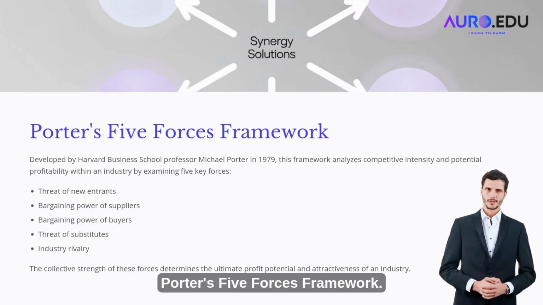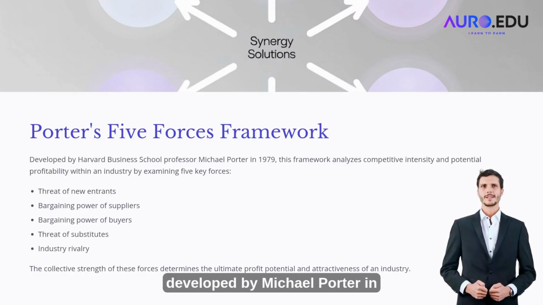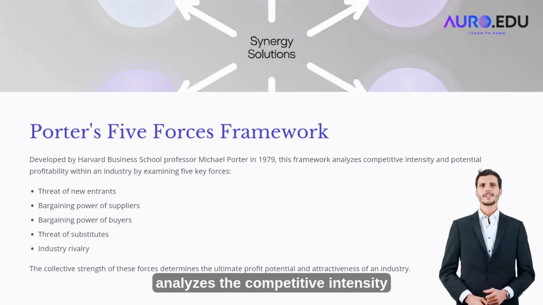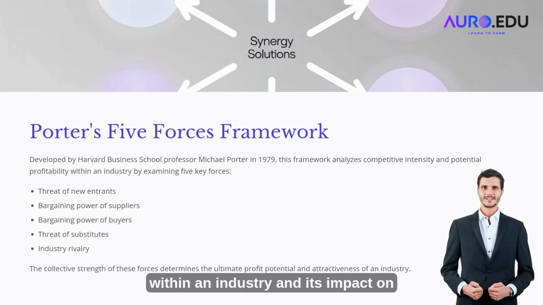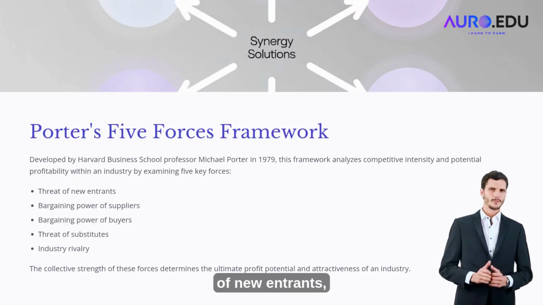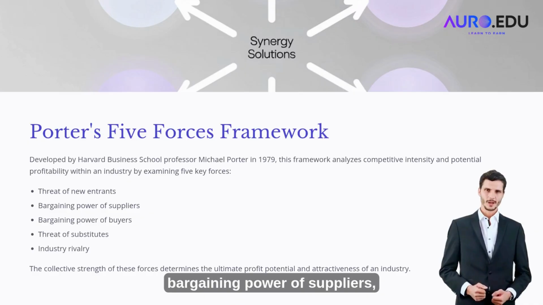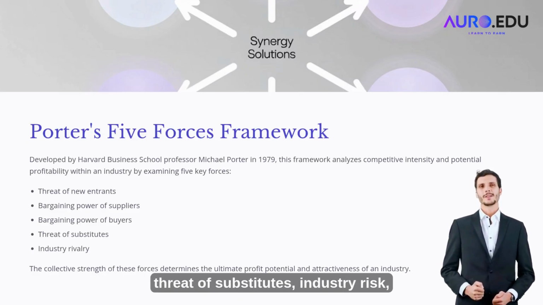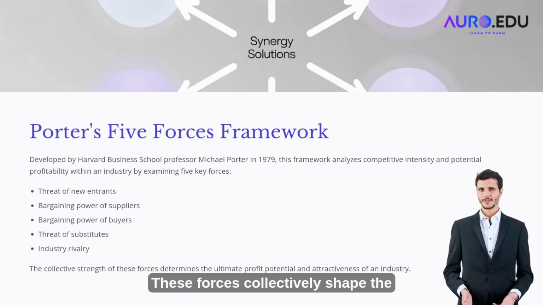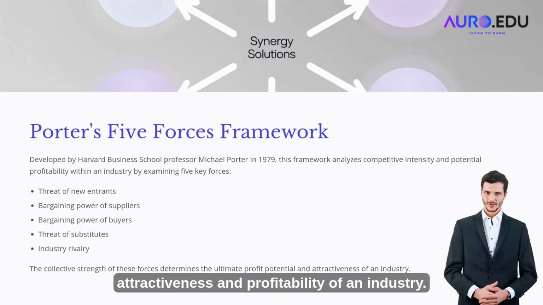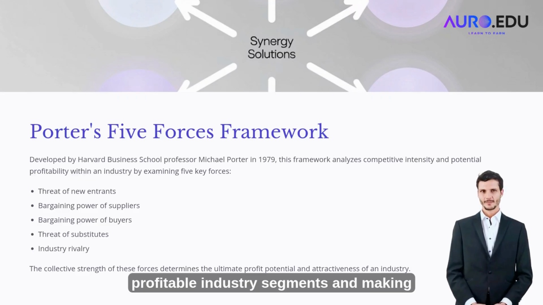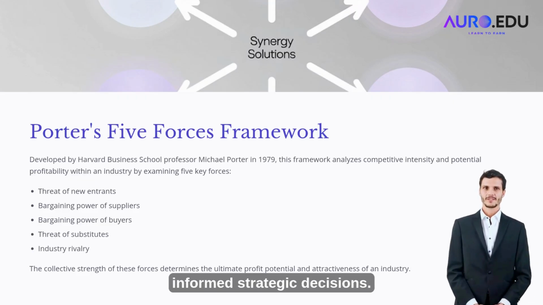Porter's 5 forces framework. Porter's 5 forces, developed by Michael Porter in 1979, analyzes the competitive intensity within an industry and its impact on profitability. The 5 forces are threat of new entrants, bargaining power of suppliers, bargaining power of buyers, threat of substitutes, industry rivalry. These forces collectively shape the attractiveness and profitability of an industry. Understanding these dynamics is crucial for identifying profitable industry segments and making informed strategic decisions.